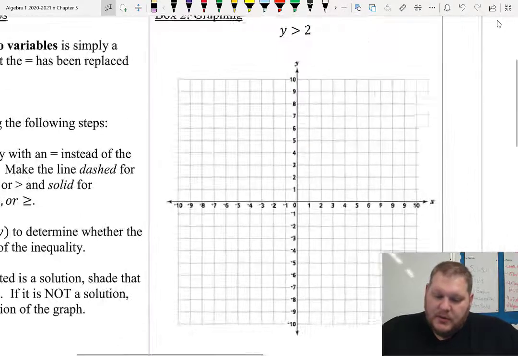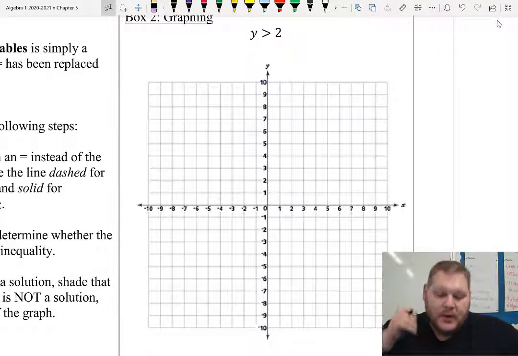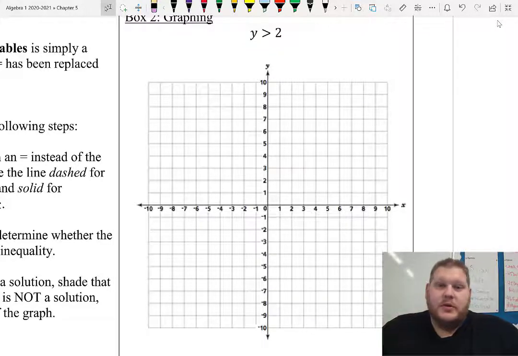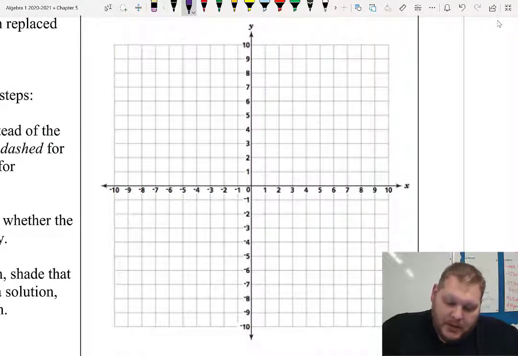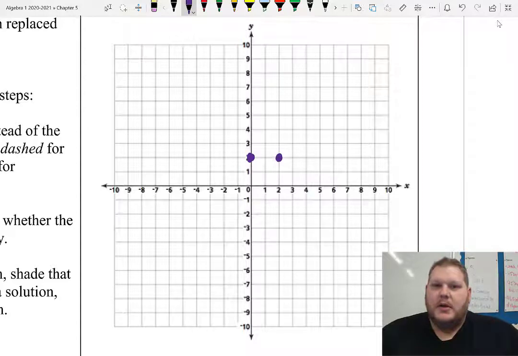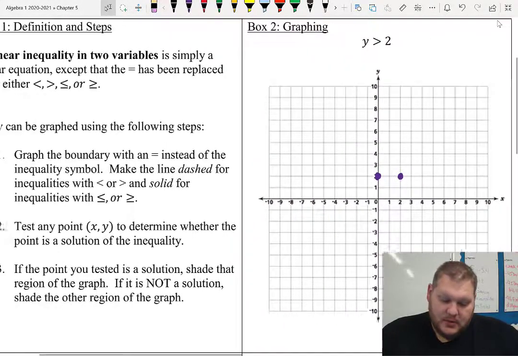So in box number 2, if we're trying to graph y is greater than 2, we know that y equals 2 is just a horizontal line at positive 2, right? There's no slope, there's no x-intercept, it should just be a y-intercept at positive 2. So I'm going to go ahead and just plot a point here at 2. And I'm just going to put some other point so I can draw a horizontal line, because that's what it should be for that equation, or that inequality, should I say.